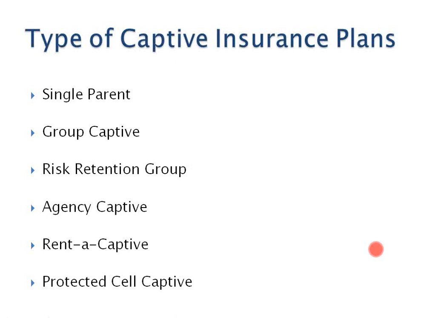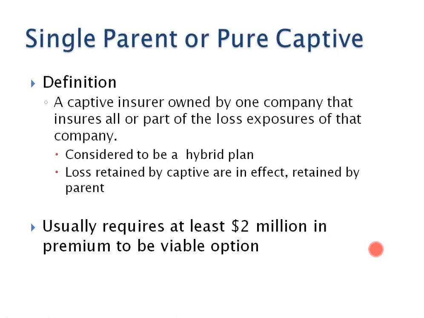Now we're moving on to the types of captives, and most likely, this is where you will see a question. The most common is going to be a single parent captive, and then you have a group captive, a risk retention group, which is an unusual type of captive, and we'll talk about why those were formed when we get to that. An agency captive, rent-a-captive, and protected cell. But you want to definitely know the difference between all of these, so this is one you want to highlight to make sure you do study.